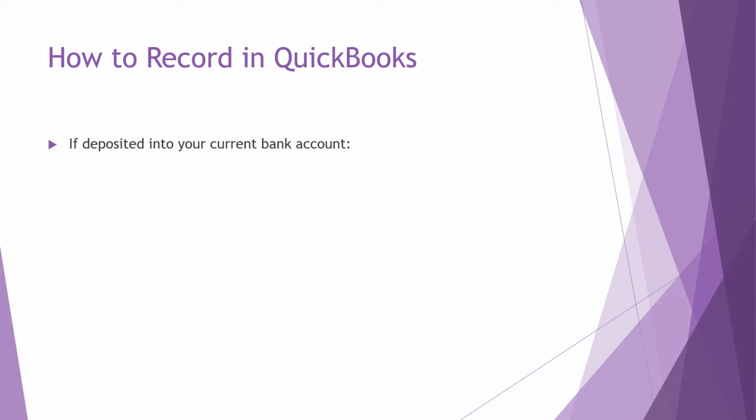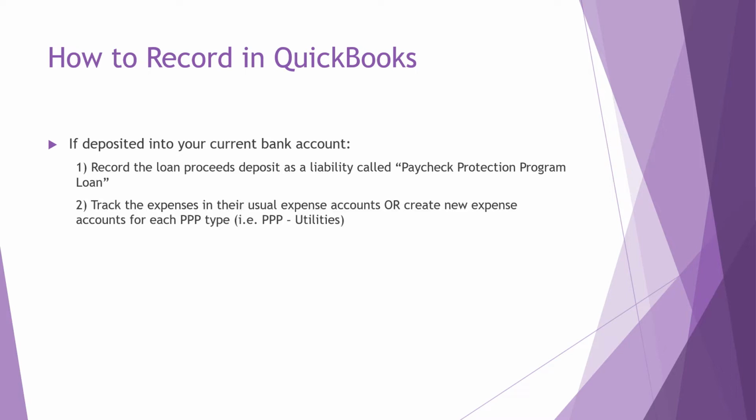Now I wanted to go over just real briefly how to record this in QuickBooks. So you'll want to watch this slide if you had the PPP funds deposited into your current bank account, and then the next slide will go over if the funds were put in a new PPP specific bank account. So if you've got them in your current bank account, you would record the loan proceeds deposit as a liability, and I've been using Paycheck Protection Program Loan as the name. Then you would go ahead and track the expenses that go through those qualified expenses, whether it's the payroll, mortgage interest, rent, or utilities.